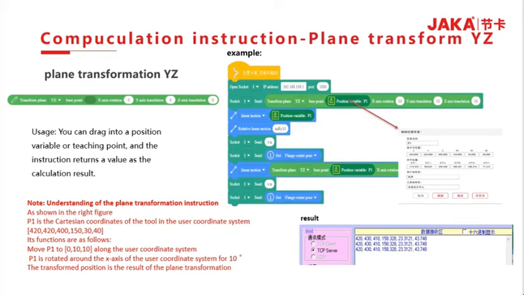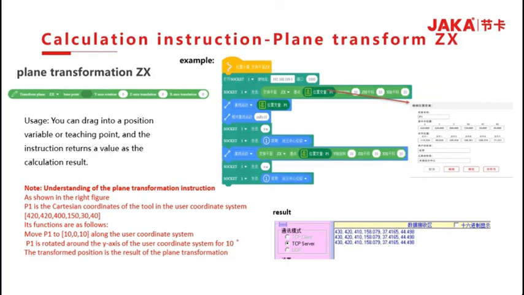An understanding of the plane transformation command, as shown in the example on the right, P1 is the Cartesian coordinate of the tool in a user coordinate system. Its function is to first translate P1 by 10 mm along the YZ direction of the user coordinate system, and then move P1 around the X-axis of the user coordinate system, rotate 10 degrees, and the change position is the result of the plane transformation.